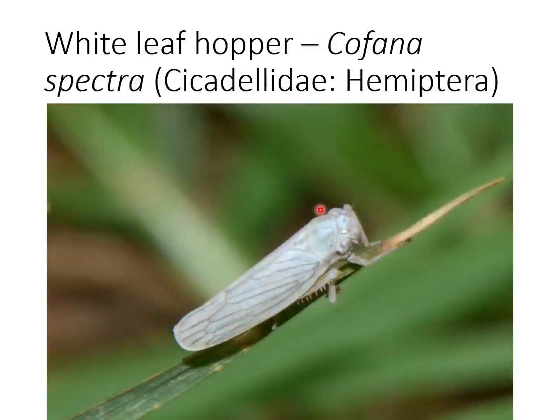One is white leaf hopper. Remember, it is a leaf hopper. The family is Cicadellidae. The scientific name is Cofana spectra, the order Hemiptera. You can see, as the name indicates, it is white in color. It's a leaf hopper. It sucks sap from the leaf.